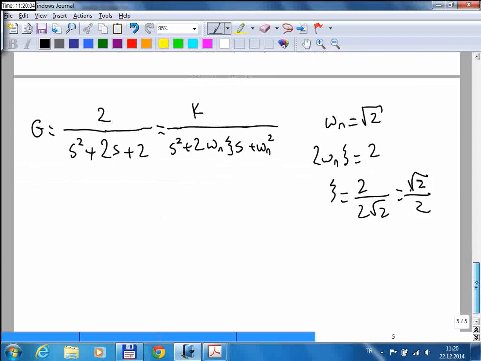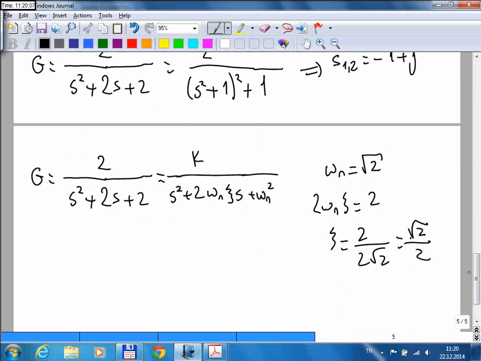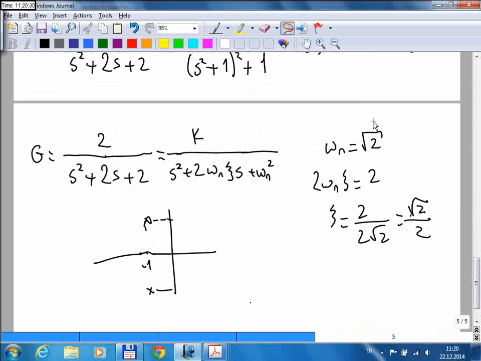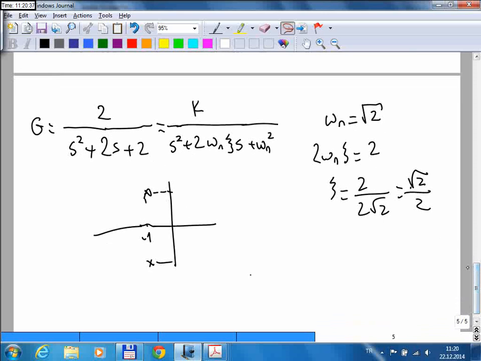Okay, so that is zeta. And if you plug in poles and complex, you see that they are consistent, right? So we have poles as -1 plus, so there is a pole there, the poles are here. And if you want to express using the omega n and zeta numbers, those are these numbers, square root of 2 and square root of 2 divided by 2.